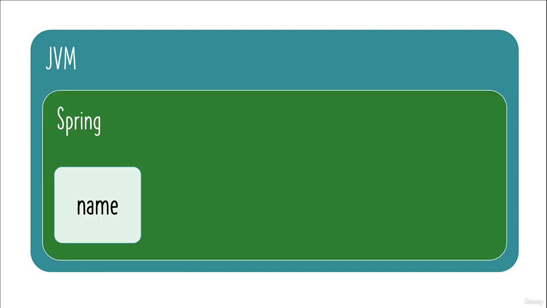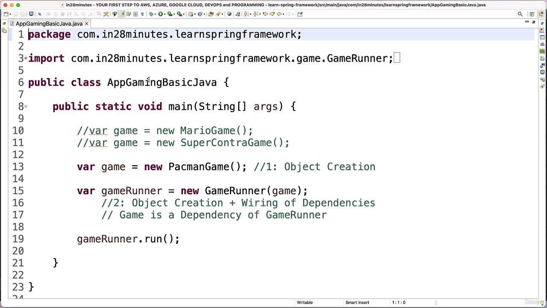In this step, let's create our first Spring Bean. What we want to do is, inside the JVM, create a Spring context, and have a bean with the name created. It would be a string value, and we'll have the Spring framework manage it for us. Let's get started. This is the class we have right now, App Gaming Basic Java.